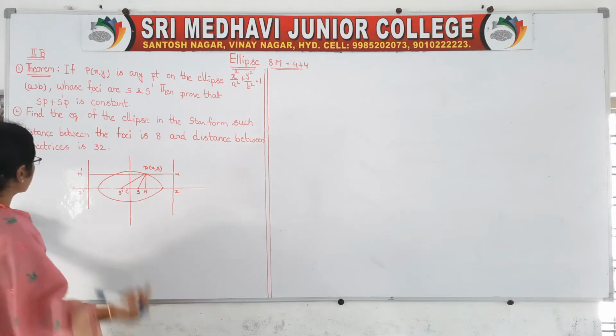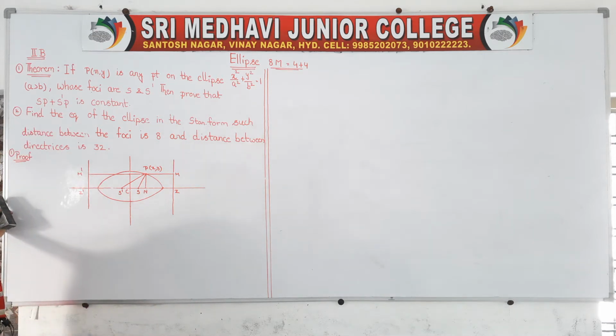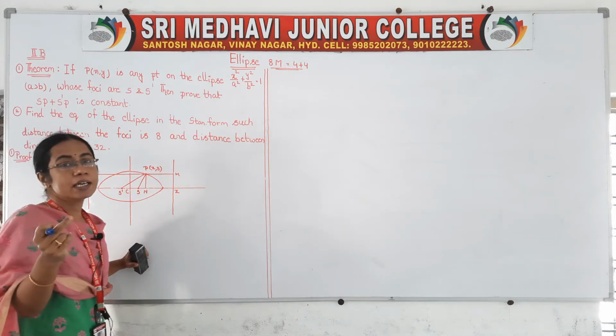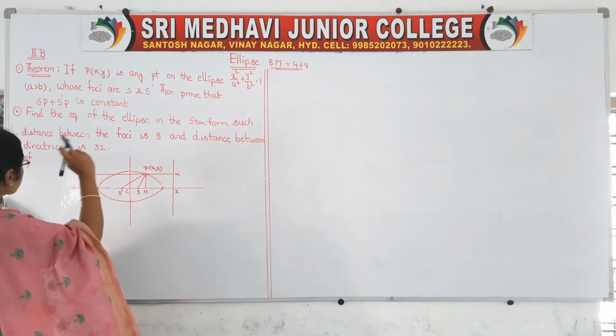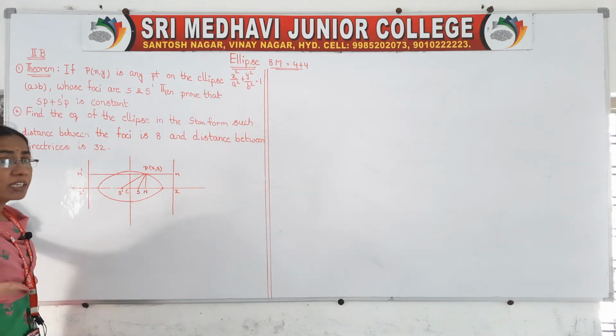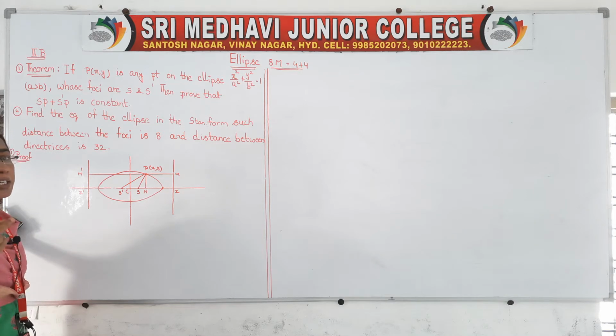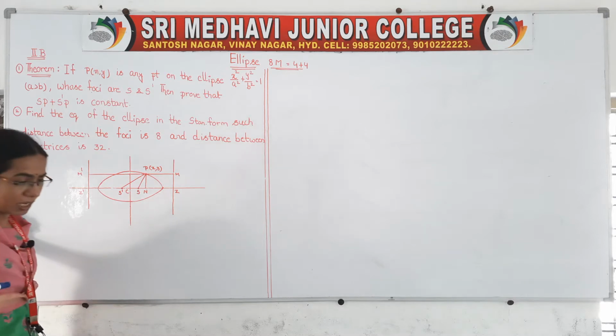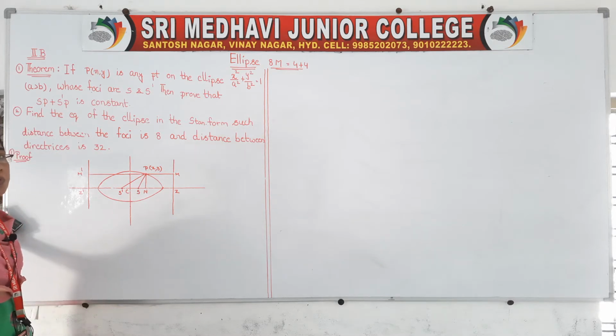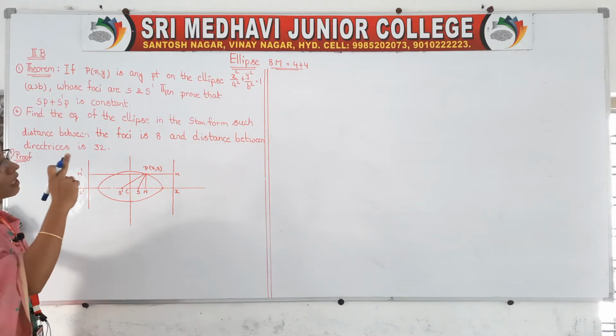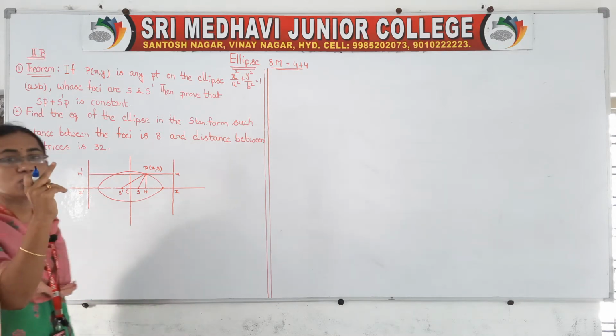So come to the first question. If P(x, y) is any point on the ellipse x square by a square plus y square by b square is equal to 1, what I said is it is the standard ellipse form. Generally in standard form A is greater than B. If nothing is mentioned, you consider the ellipse equation as the first form, that is x square by a square plus y square by b square is equal to 1, where A is greater than B.